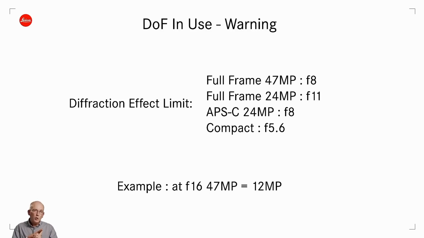Full frame, 24 megapixels, f11-ish and beyond. APS-C, f8, so even less, and a compact camera even less than that. That's because the little pixels on the sensor are that much smaller, and that's a limiting factor as well. So as an example, f16 on my SL2 gives me the same resolution as a 12 megapixel camera. That's pretty scary, okay? So something to bear in mind.